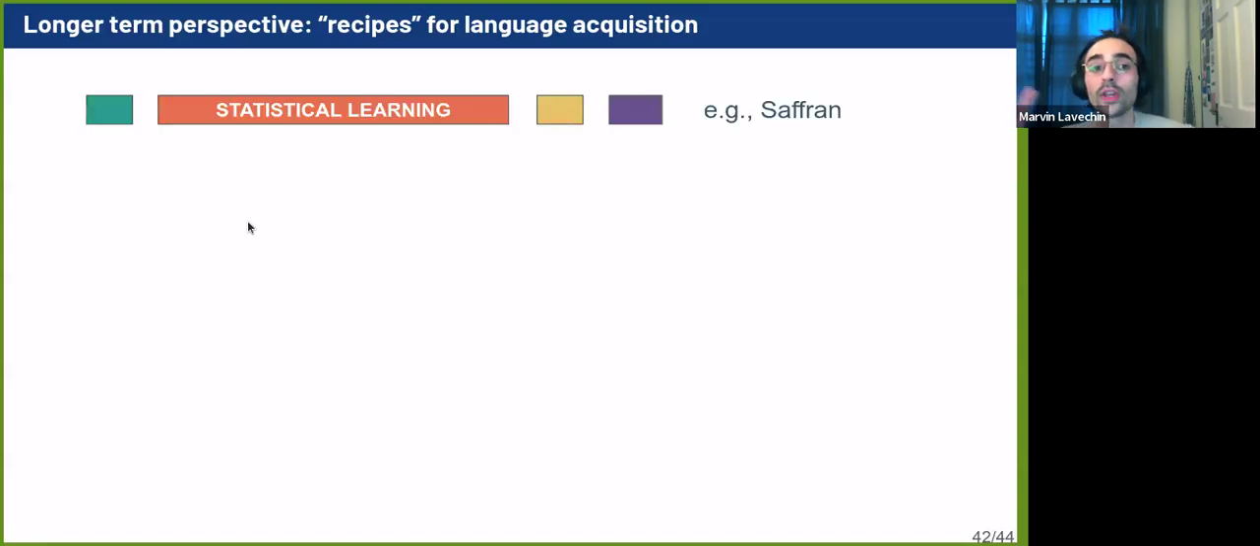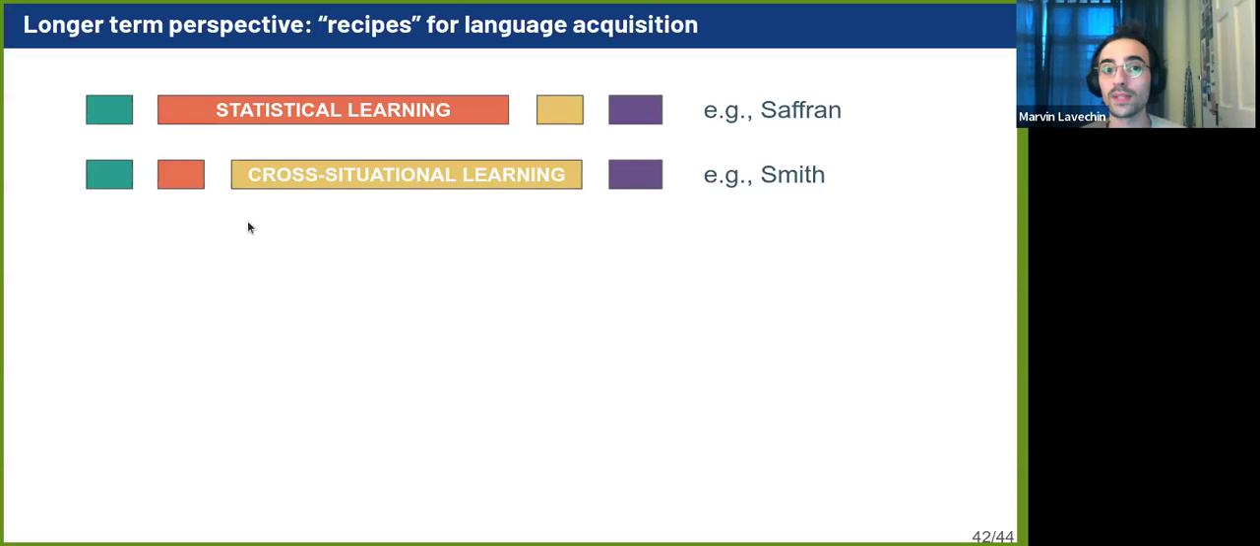The goal is trying to find what is the good recipe, and maybe there are many different recipes for learning a language, for language acquisition. Some researchers think that perhaps infants rely mostly on statistical learning, so tracking event frequencies from the speech stream. This is best exemplified by the work of Saffran. Perhaps they rely on cross-situational learning, so tracking word-referent co-occurrences. This is, for instance, the work of Linda Smith.